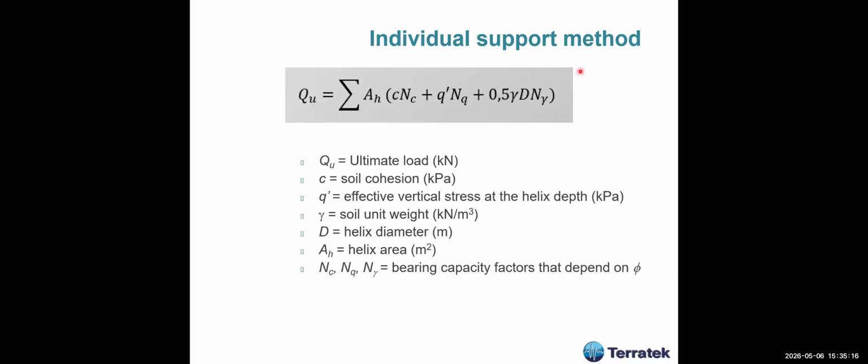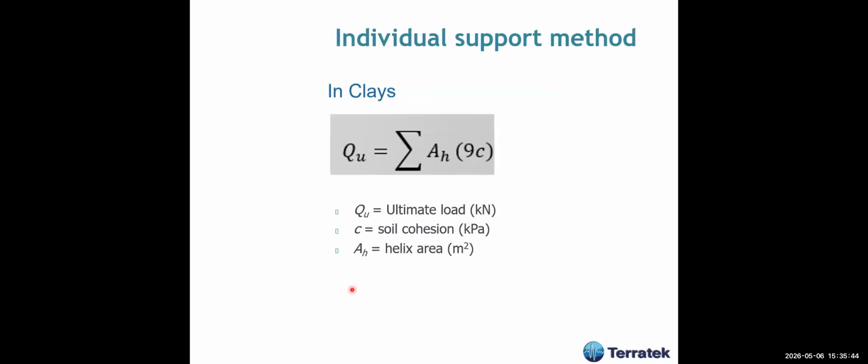Okay. For the individual support method, you use an equation like this, in which Q is the ultimate load, c is soil cohesion, sigma is the effective vertical stress at the helix depth, gamma is soil unit weight, D is helix diameter, A is helix area, and these are bearing capacity factors that depend on phi, the soil friction angle, which can be obtained through graphs, and there are programs that we can use as well.